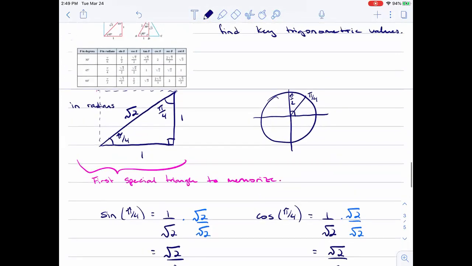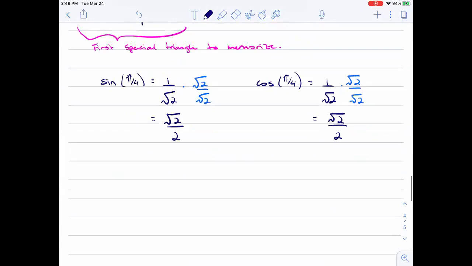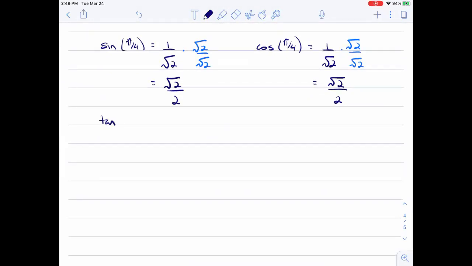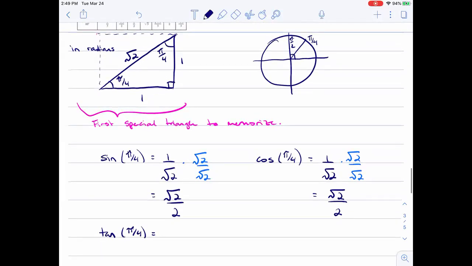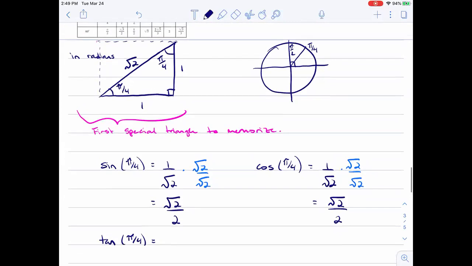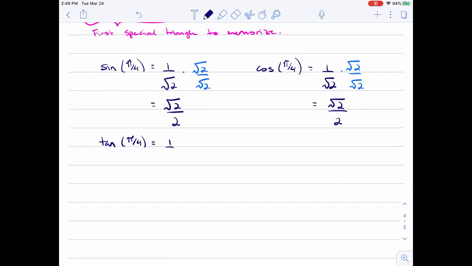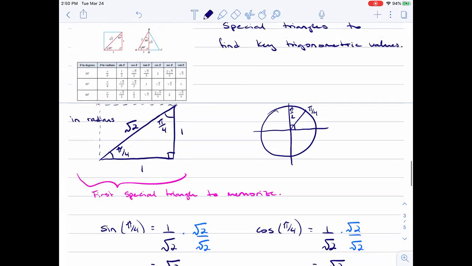What if I want the tangent? The tan of pi over 4 is going to be opposite over adjacent. So 1 over 1, which we can just write as 1, of course. Which now matches the table that we used before.